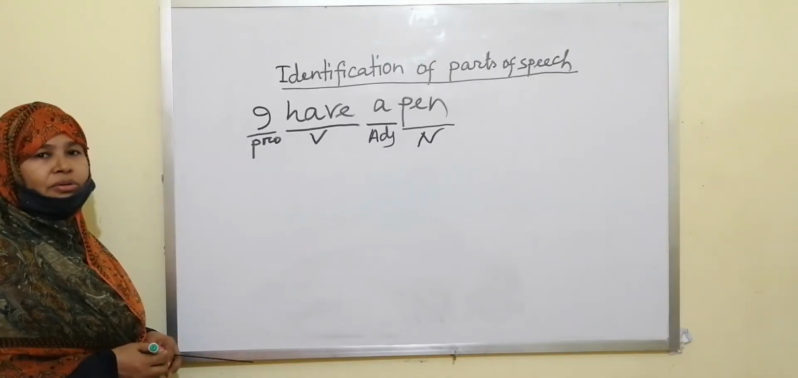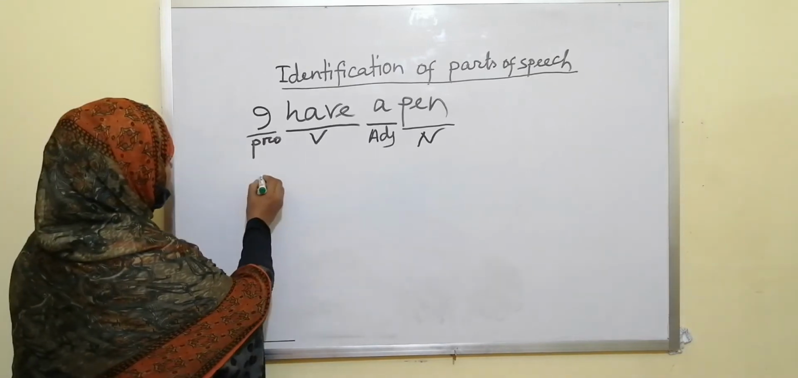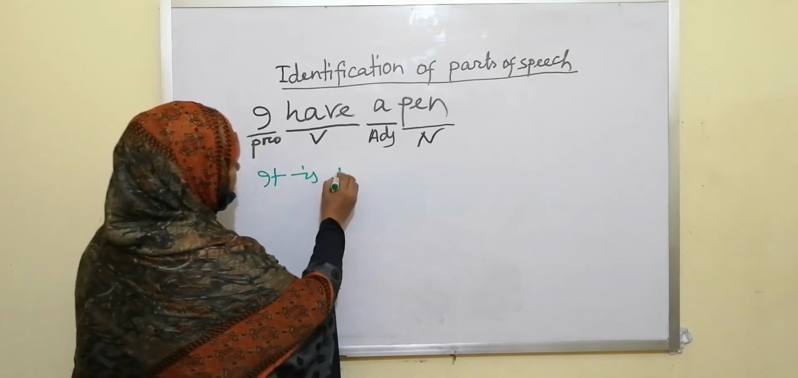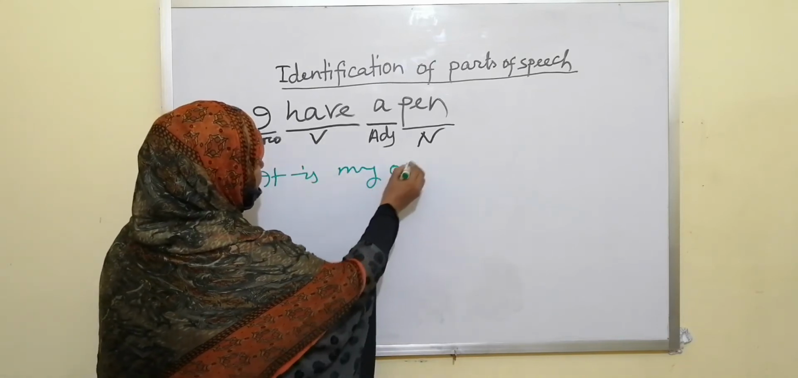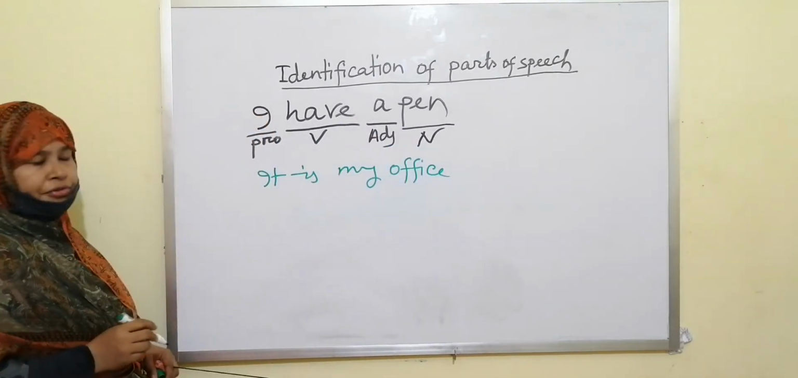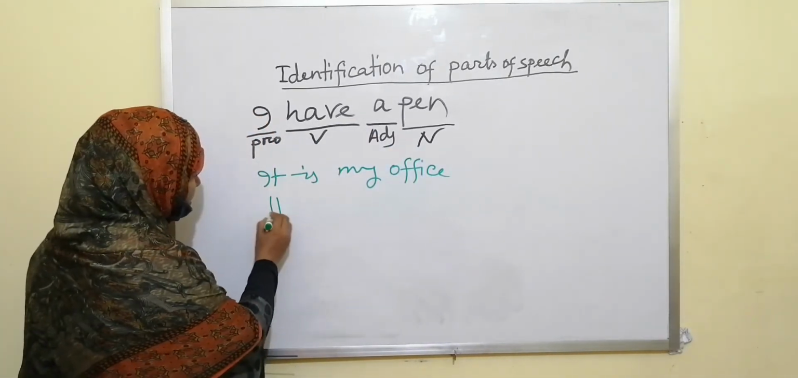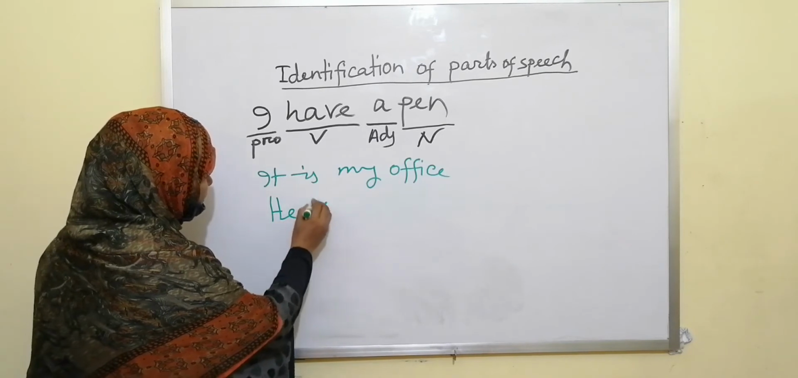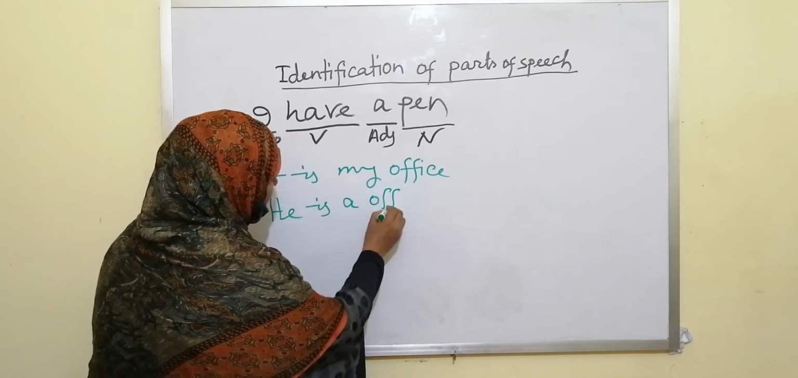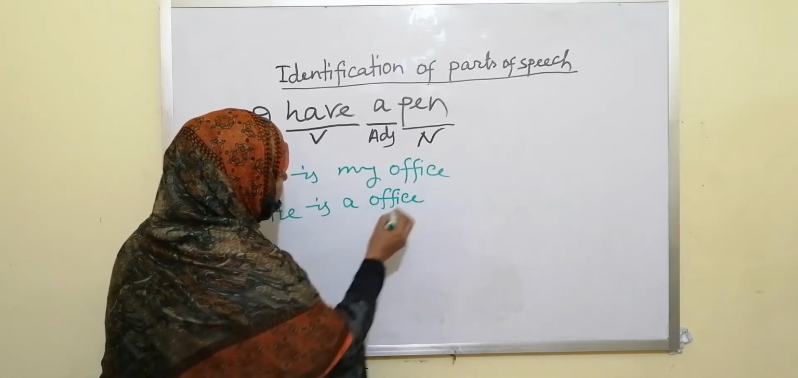Dear student, I write now two examples. It is my office. And the next sentence: he is an office worker.